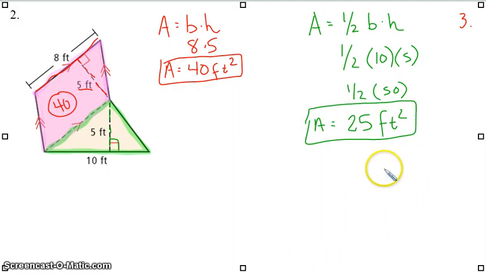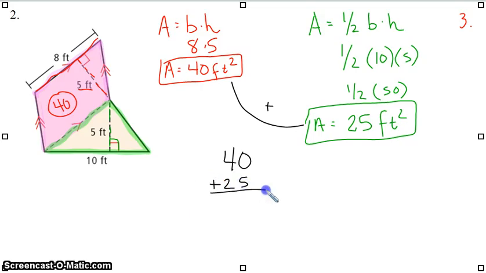Okay. Now, what we were asked to find was our total area. So in order to do that, we need to take these two, and we're going to have to add them together. Okay, so let's take 40 plus 25. I'm just writing it down here to show that work. And we've got 65 feet squared. So this is our total area of our shape.